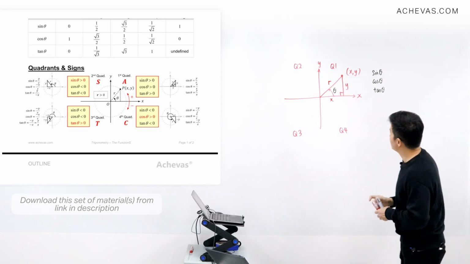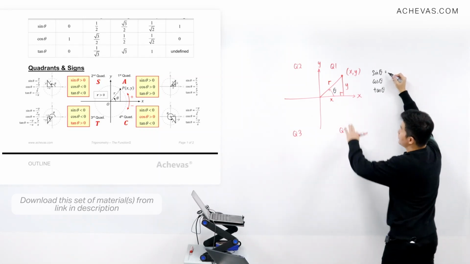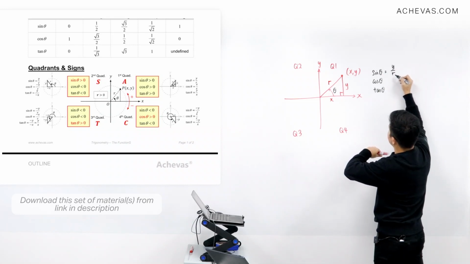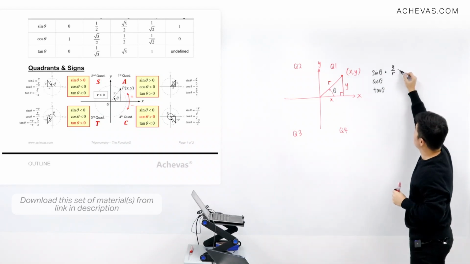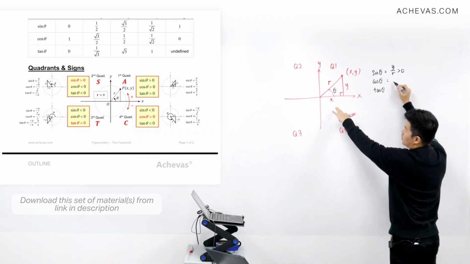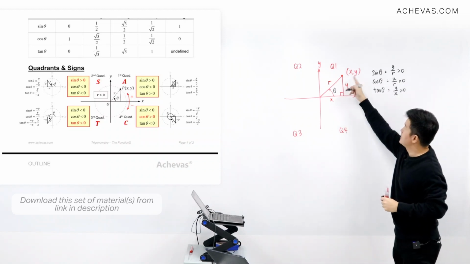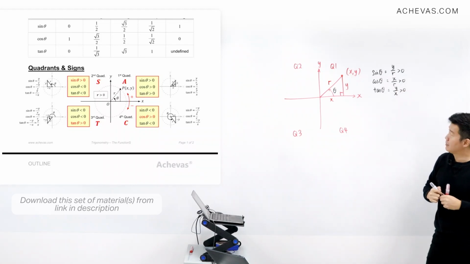Okay, so if it is a positive number, then sine is going to be equal to opposite over the hypotenuse, so it's y over r. It is a positive number, so this is going to be bigger than 0, and cosine is going to be x over r. This is also bigger than 0, and tangent is going to be y over x. This is also bigger than 0 since x and y are positive numbers.